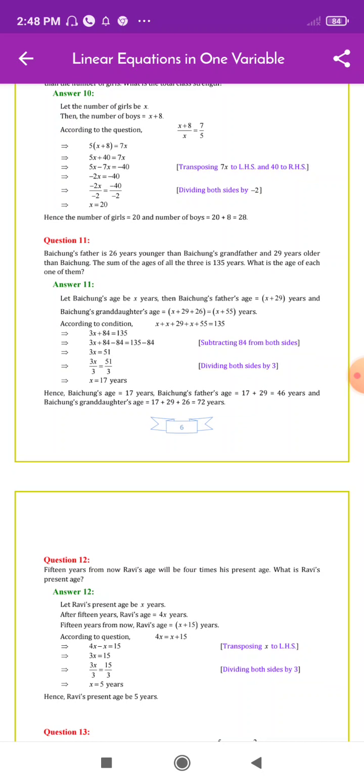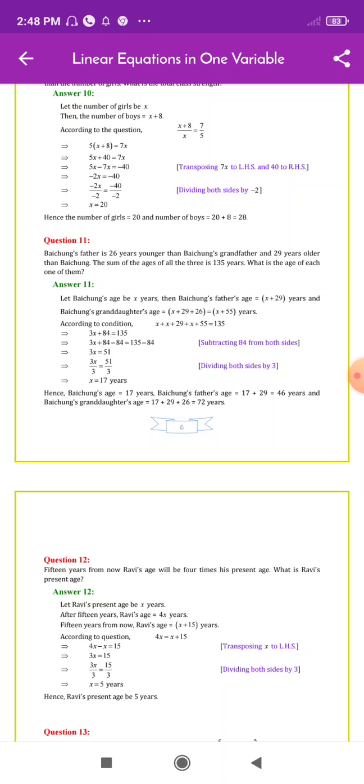Okay, now Bachung's father is 26 years younger than Bachung's grandmother and 29 years older than Bachung. The sum of the ages of all three is 135 years. What is the age of each one of them? See, there are three, so all three ages add up to 135. So we have to find out the age of the different members. Let us see the solution, how we are going to do it. Let Bachung's age be x years.